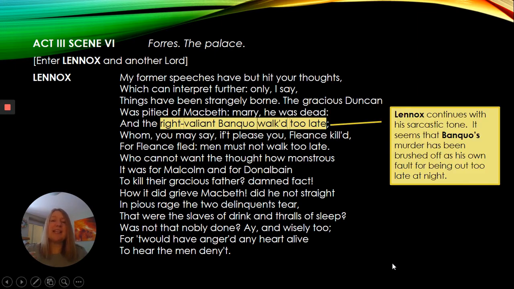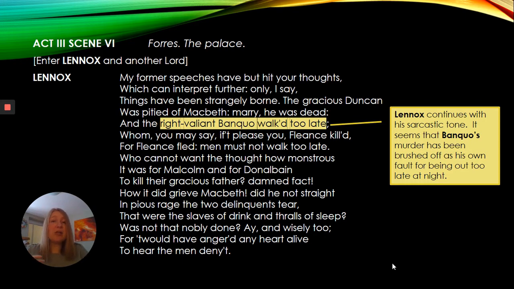Now, Lennox continues with his sarcastic tone, and it seems that Banquo's murder has been publicly brushed off as his own fault for being out too late at night. Now, what makes this sarcastic is our knowledge that Banquo is a skilled and trained soldier. And so this view that Banquo was unlucky, he was out too late, and that meant that some thugs got him on the road, seems ridiculous. It's a ridiculous claim because Banquo would easily have been able to look after himself.